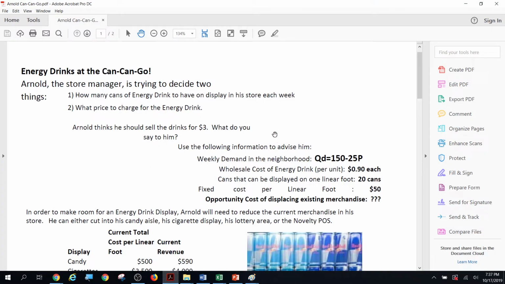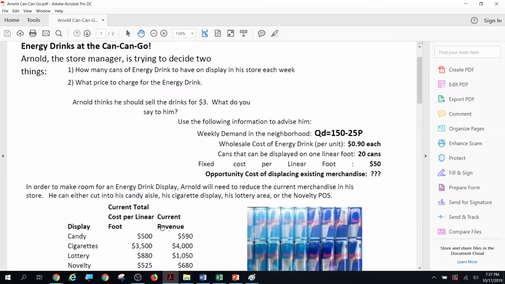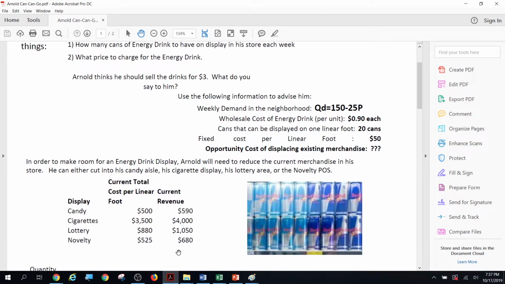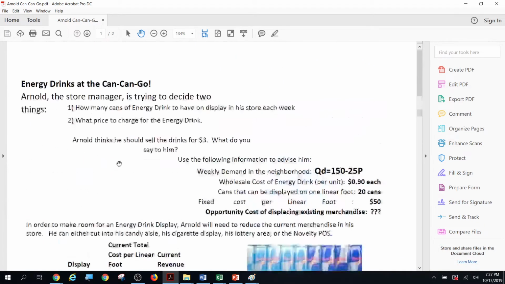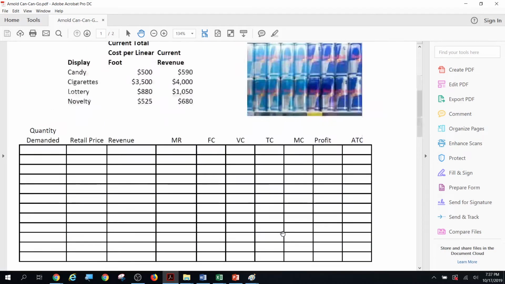It's very similar to the example problem that we're going to show on this video, but the differences are that the demand equation is different, that the cost of each energy drink is only 90 cents, and that the opportunity cost of selling candy is different as well. The photo is different too to help remember it, and this is a question about Arnold, and the convenience store is called the Can Can Go.